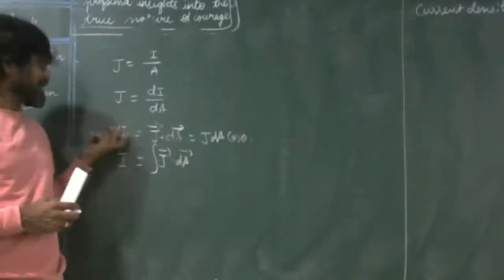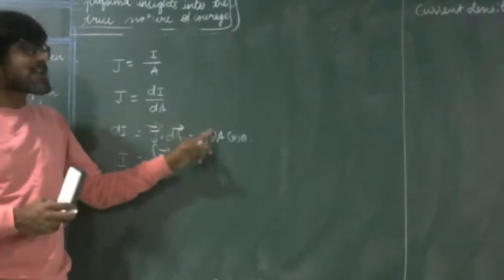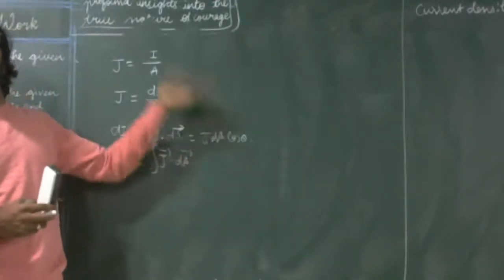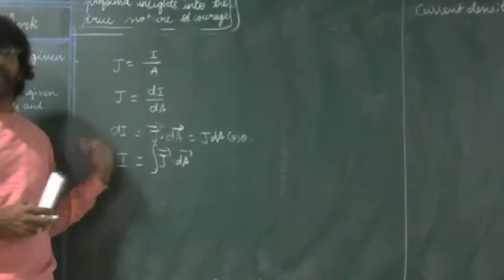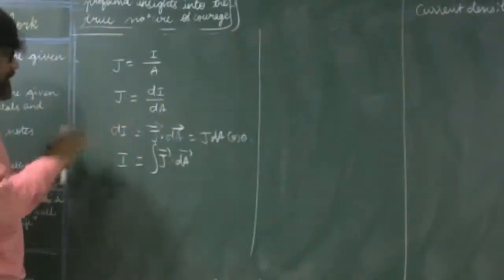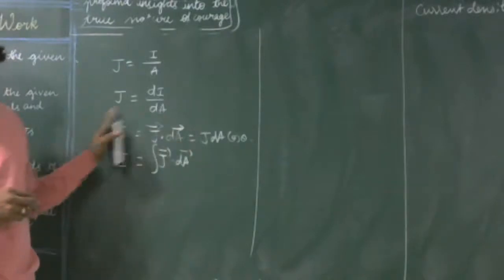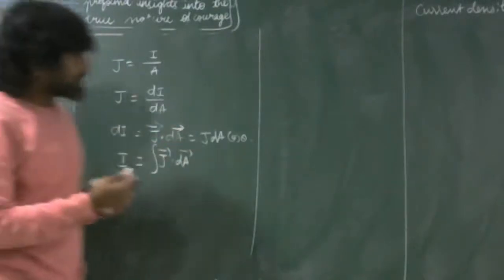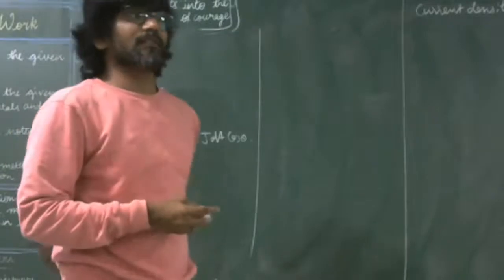So this can be taken as current density flux, or flux of current density can also be taken as current. Right? This is briefly about the interrelation between current and current density and how to calculate it. Now let us see what is this drift velocity.